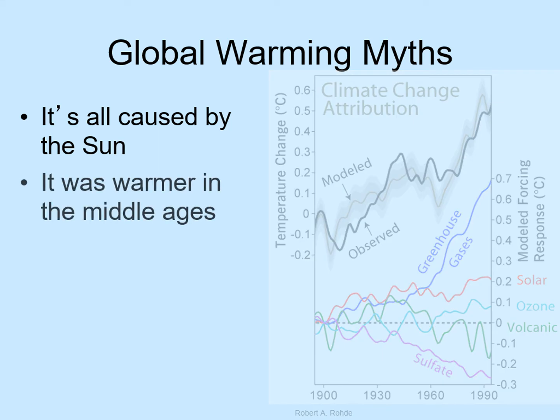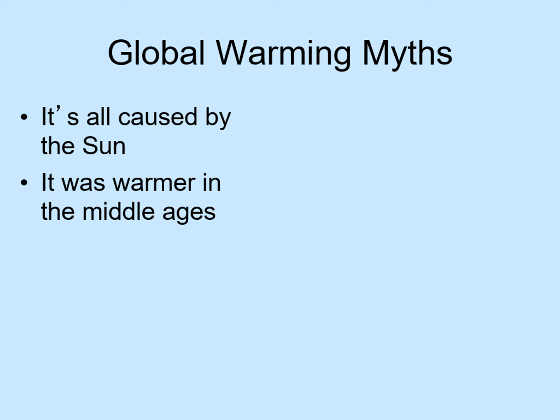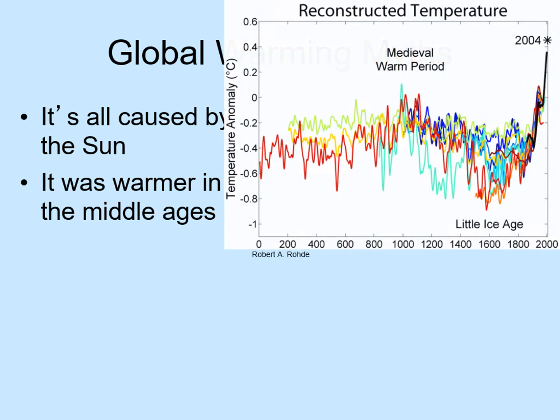What about in the past? Wasn't it warmer in the Middle Ages? Actually, no, it wasn't. In some places like Northern Europe, the average temperature was warmer 1,000 years ago than it is now. However, averaged over the globe, current temperatures are warmer and still going up.